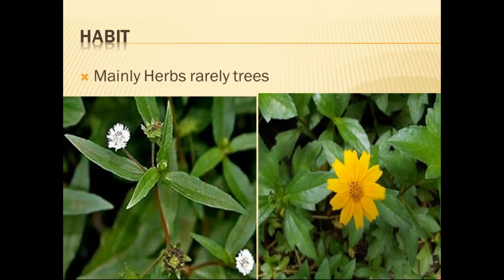As I already told, they are mainly herbs. Very rarely trees are seen in this particular family. We are going to see two photographs in this slide, one of Bhringraj and one of Pita Bhringraj. As I told, their habit is mainly herbs. This is how the herbs look.